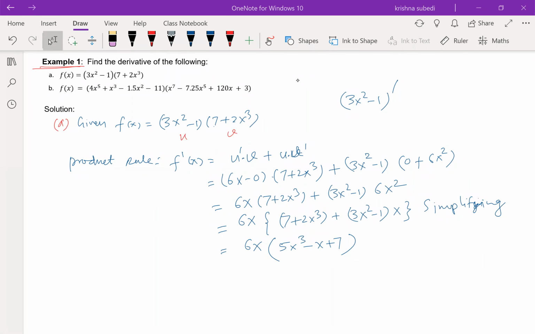Now let's move to part B. I just want to copy that function. f of x is, you have already seen that function before, but I want to copy it here: 4x to the power 5 plus x cubed minus 1.5x squared minus 11, and then x to the power 7 minus 7.25x to the power 5 plus 120x plus.